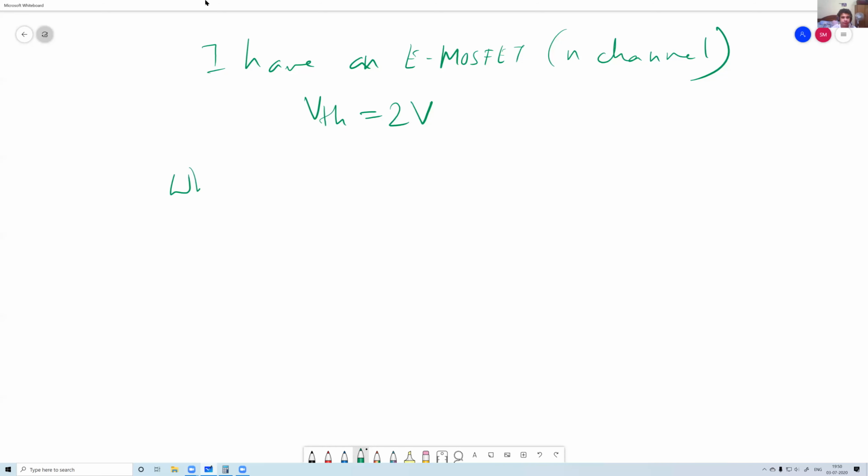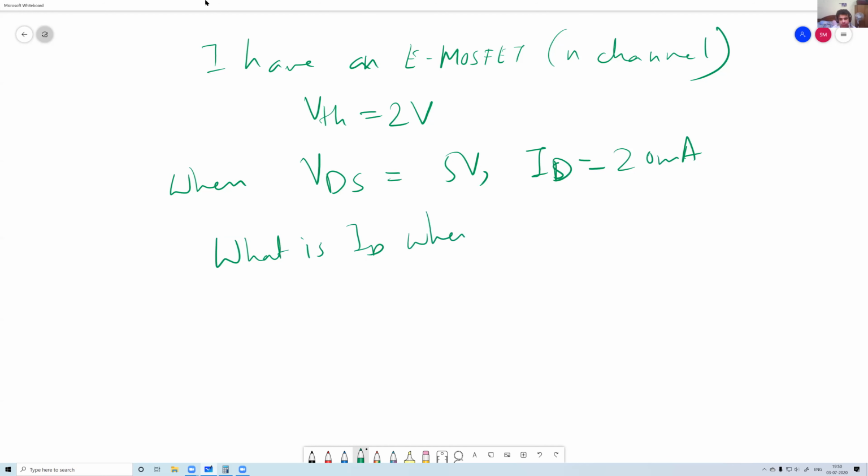Right? Now, when VDS is 5 volt, ID is say 20 milliamp. What is ID when VDS equal to 1 volt? What could be the answer? If VDS is 5 volts, then ID is 20 milliamps. So what is ID when VDS is 1 volt? Sorry, VGS, not VDS. This would be VGS, not VDS.